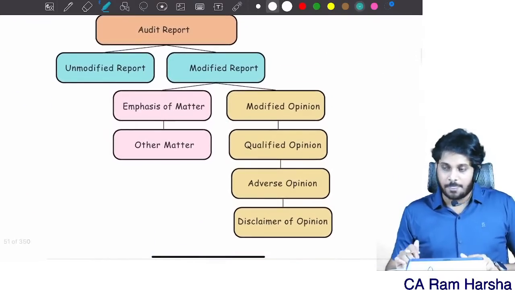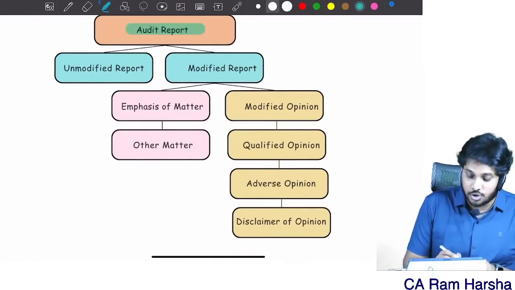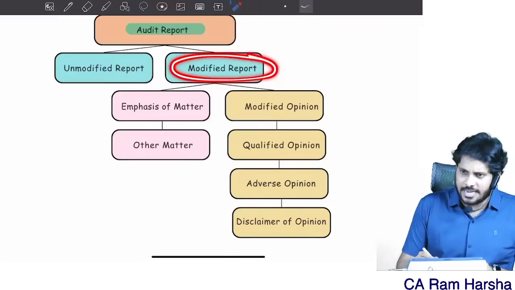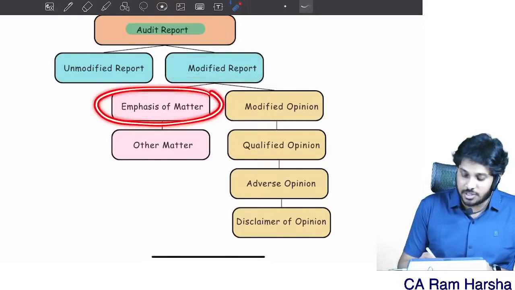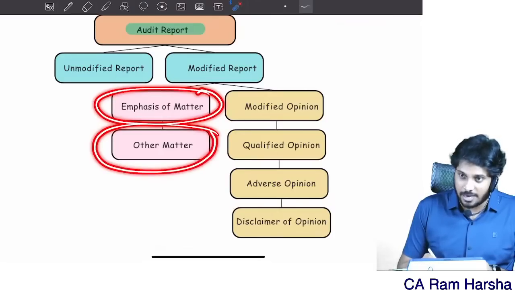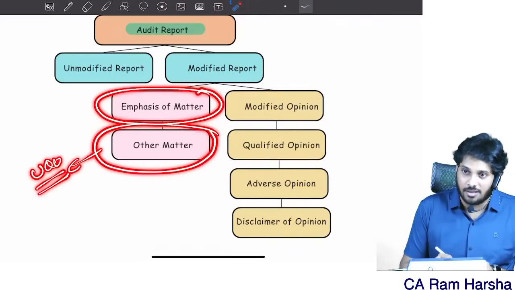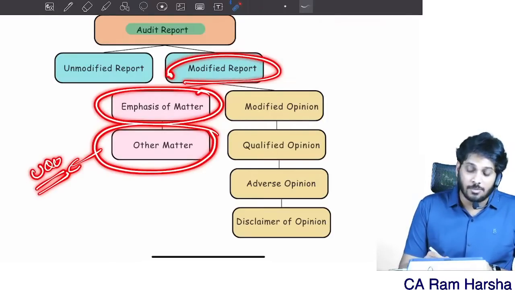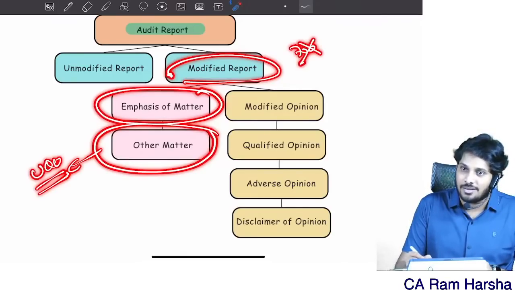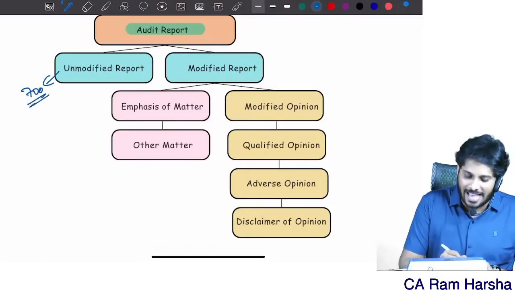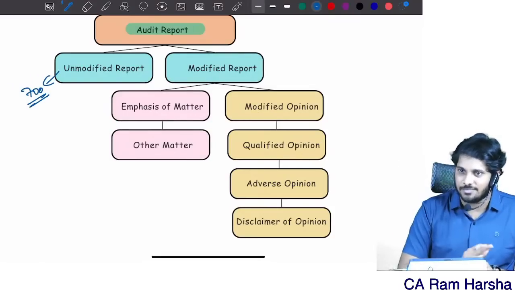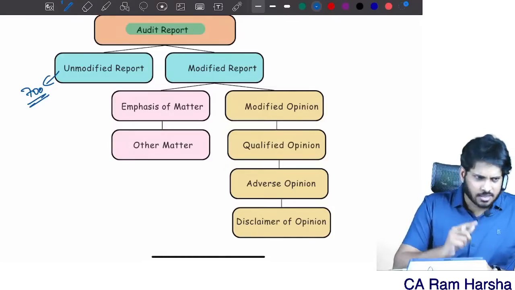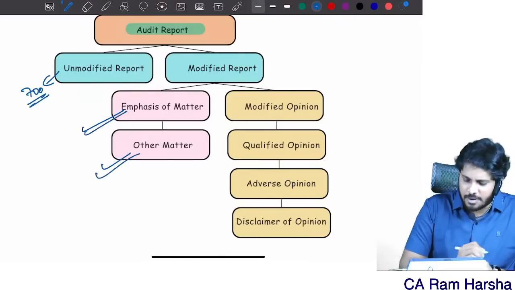This introduction, this diagram: I told you right at the beginning of the session, audit reports are of two types. One is the unmodified report, and the other is the modified report. When do we call it a modified report? Even if you are including an emphasis of matter paragraph or other matter paragraph, you are still giving an unqualified opinion only. Your opinion is unqualified, but the report is modified. Why is the report modified? Because you are not following the 700 format. If you are following the audit report format as given under 700 and giving it to the client without modifying the format, that report is called what? Unmodified report. The moment you want to include an emphasis of matter paragraph or other matter paragraph, we call it what?